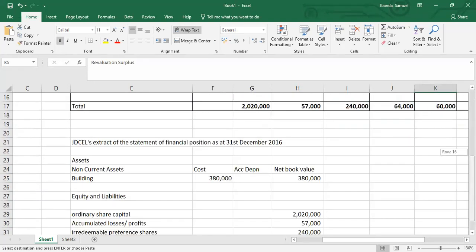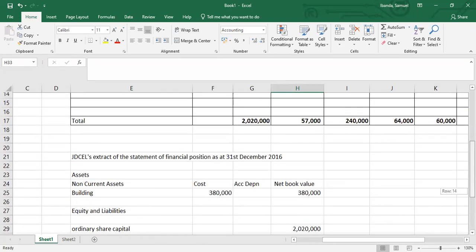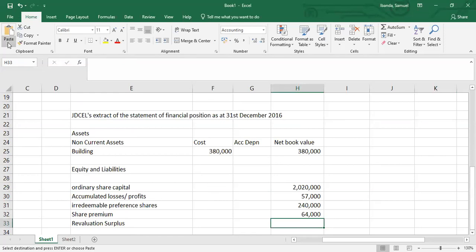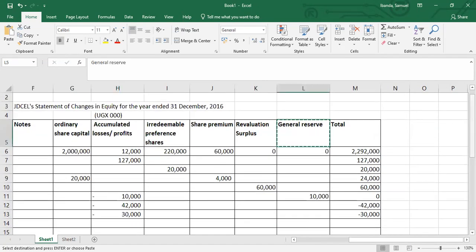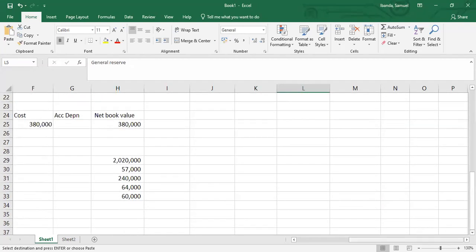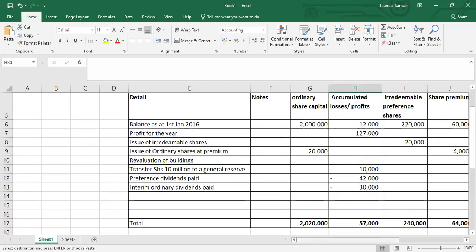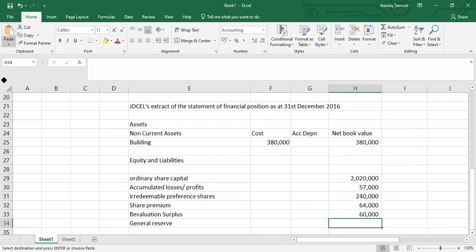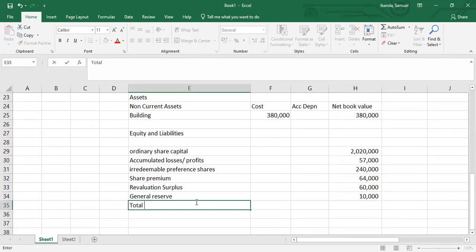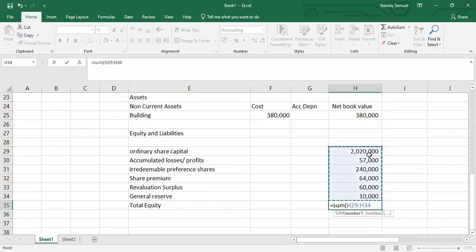Revaluation surplus. So all these are elements of equity. Sorry, just need to pick the value, which is 60,000. Then we have the general reserve, which is 10,000. So that is what we basically have. Even when you get total equity, it should be what you have on the other side, and that gives you that value.